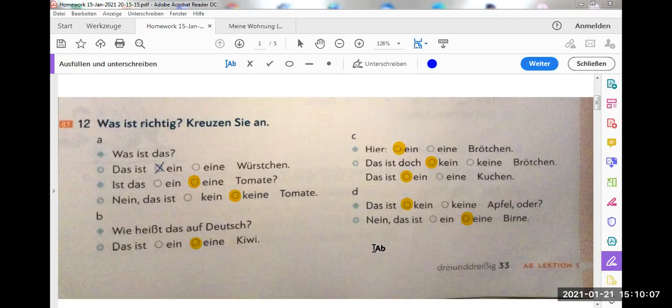Can I proceed? Wait a second. I've got a question. Why are you using eine und keine? The reason why it is keine and eine, it's more like.